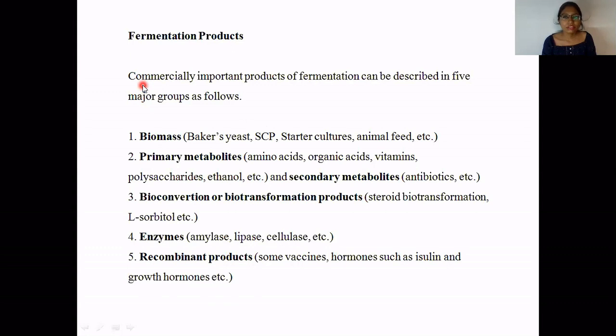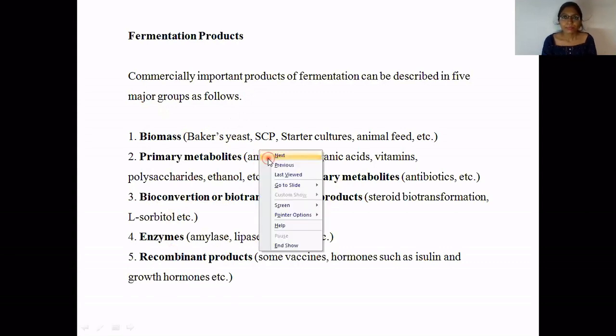Now, the fermentation products that we majorly use are divided into five major groups. First is the biomass. The simple example is baker's yeast, which is mainly used in the baking industries. Then primary metabolites and secondary metabolites. The third is bioconversion or biotransformation products. The fourth is enzymes and the recombinant products.